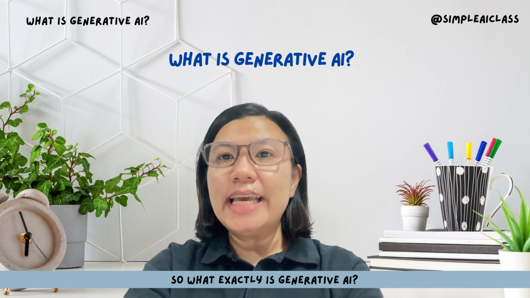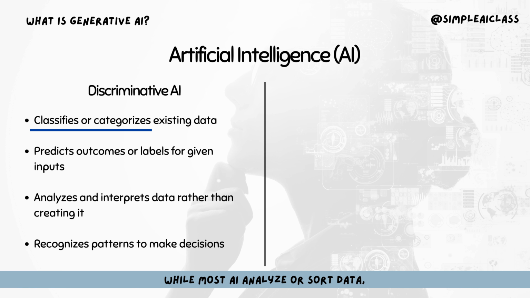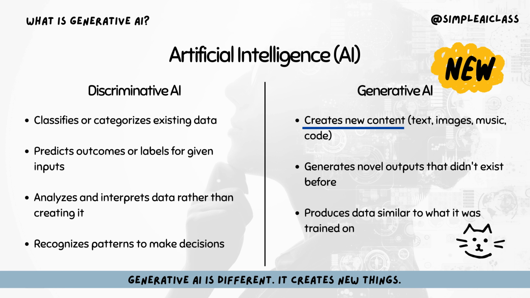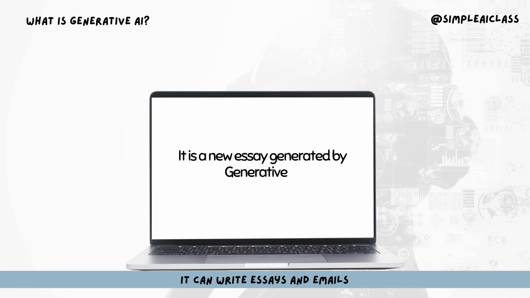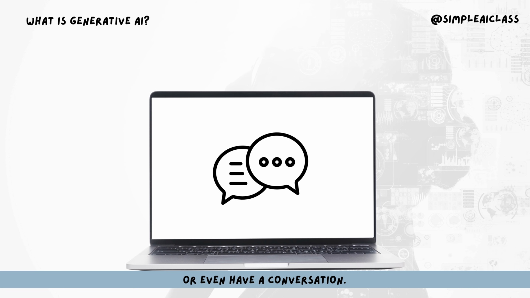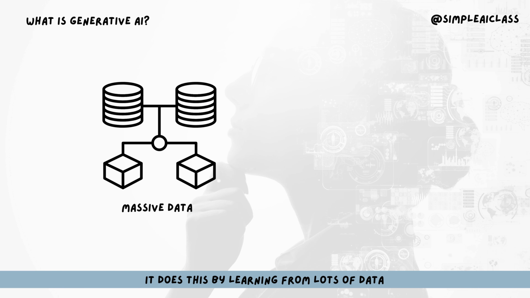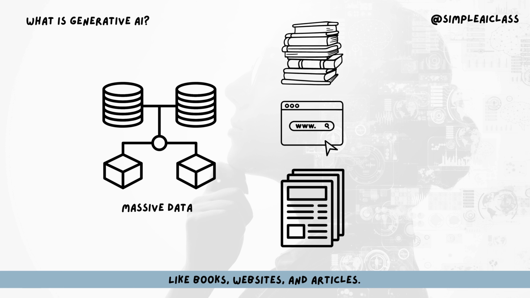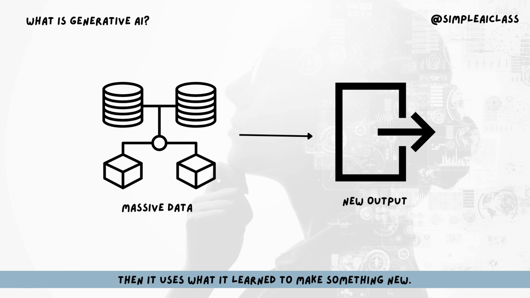So what exactly is generative AI? While most AI analyzes or sorts data, generative AI is different. It creates new things. It can write essays and emails, paint pictures, compose music, or even have conversations. It does this by learning from lots of data like books, websites, and articles. Then it uses what it learned to make something new.